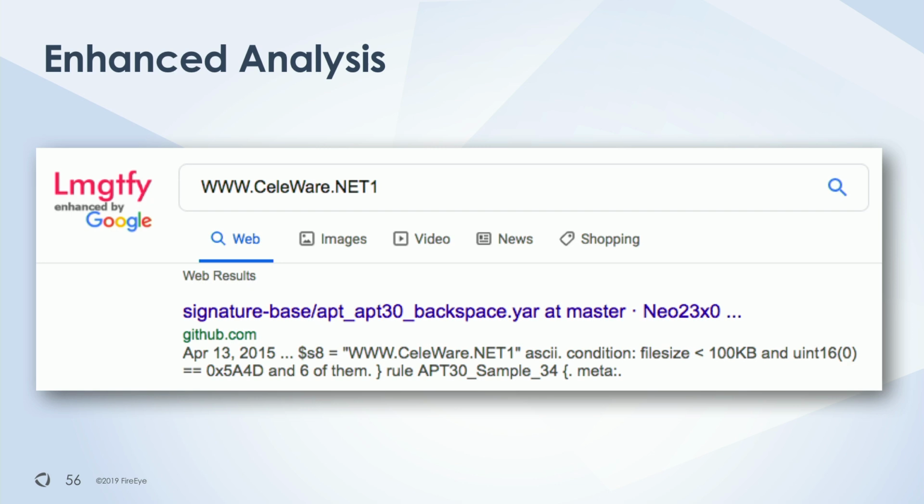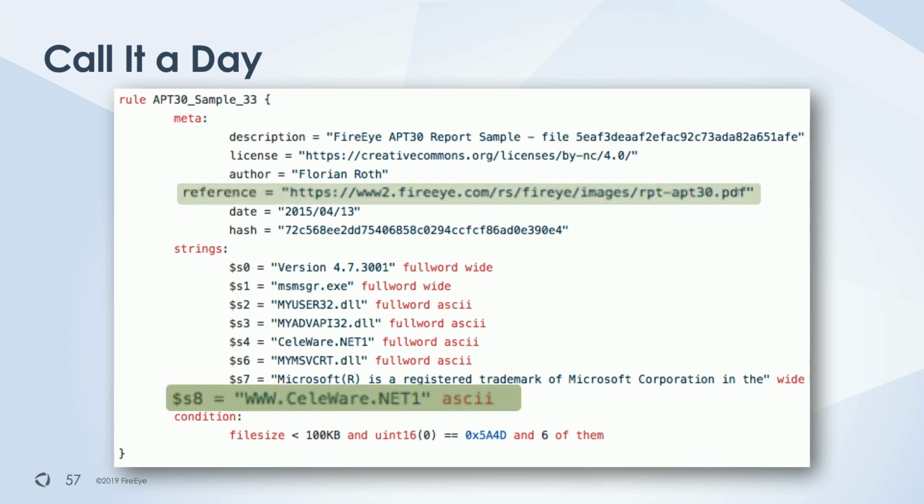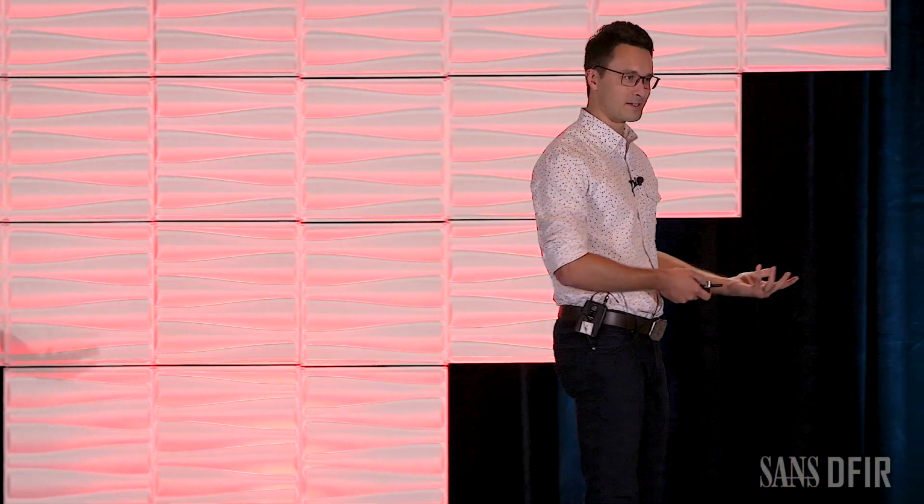The first result I got was a GitHub link to all these different YARA rules. So I followed that link and I found my string. And I also found at the top in the metadata a reference to a FireEye report for APT30. So now I'm going to go read this report, not duplicate all the effort of reversing the sample, and call it a day. So how awesome was that, right? Beforehand, couldn't find it. Now, it's pretty obvious.